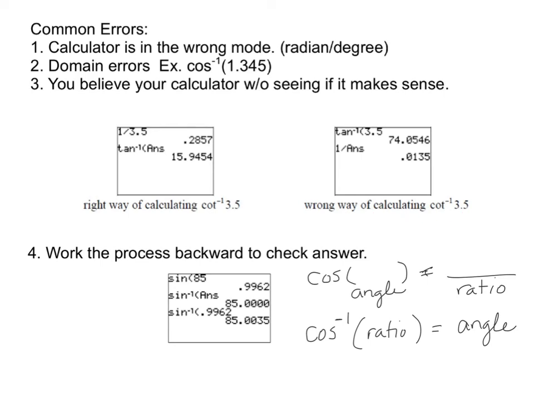One way to correct some of these mistakes is to work the process backwards. Remember, the cosine of an angle gets you a ratio, and the inverse cosine of a ratio will get you the angle, and that's demonstrated here. I took the sine of 85 and got a ratio. Then I took the inverse sine of the ratio and got my angle back, right? And you could also do it this way. So here's two different ways that you could check your answer. And asking if an answer makes sense and checking it against what you know is an important skill in mathematics.